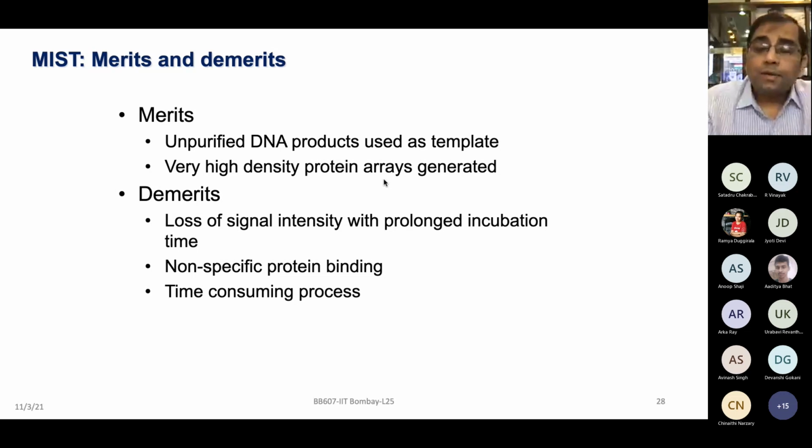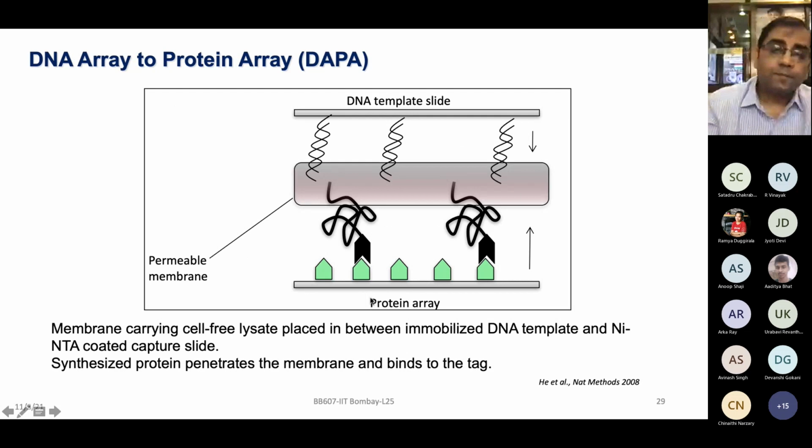Demerits were, on the same position, whatever position you are taking, first you are adding the DNA, and then on top of that you are doing a second printing to keep the IVT mix, the in vitro transcription translation mix. Therefore, the protein printing could be cumbersome, and it may result in non-specific protein binding. It may also result in loss of signal intensity with the very prolonged incubation timing. And overall, it was a time-consuming process with a lot of non-specific signals being detected.